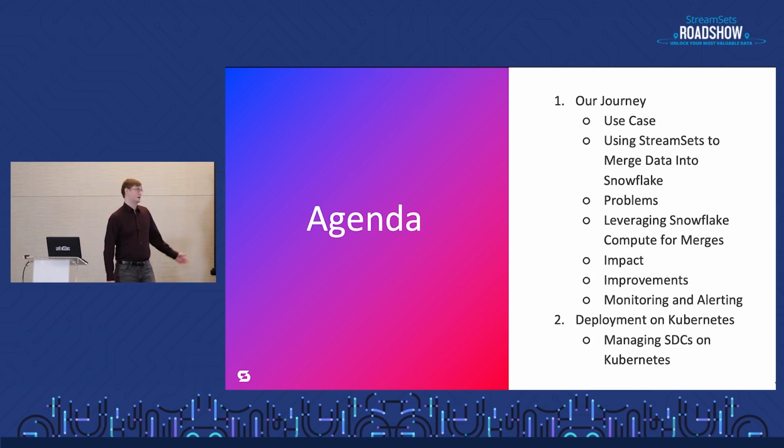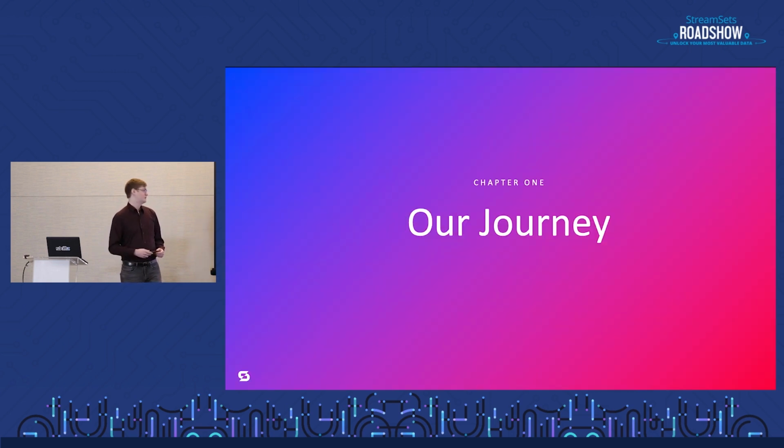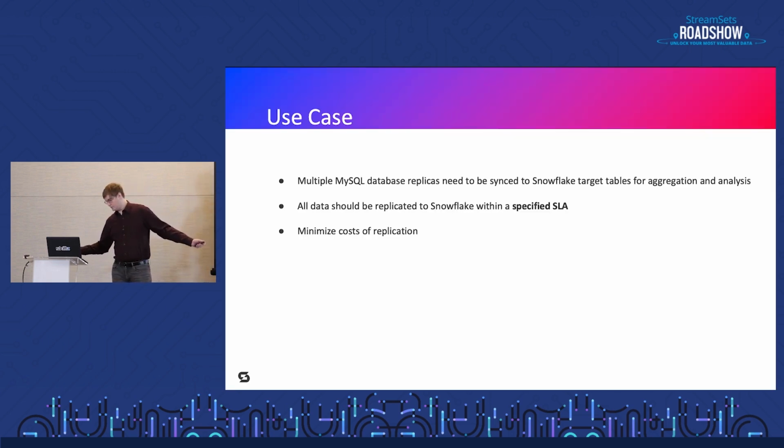So the agenda is that we're going to cover the use case, then talk about the original implementation, the problems that we saw with it, and what we wanted to fix about it. Then we're going to go into the solution and the results we saw, as well as some of the monitoring and alerting we use to make sure that end-to-end is covered and our system is healthy. So the first part is our journey.